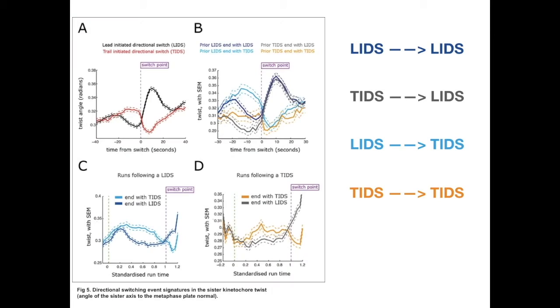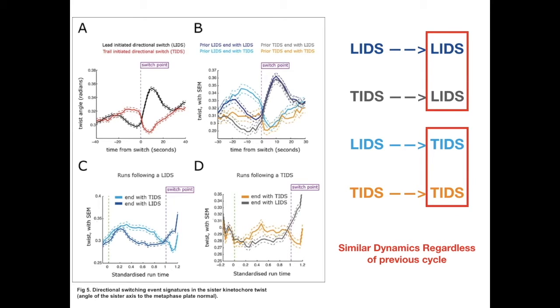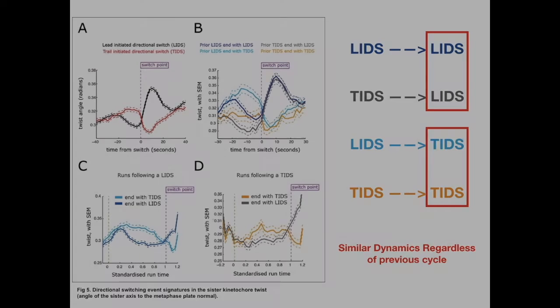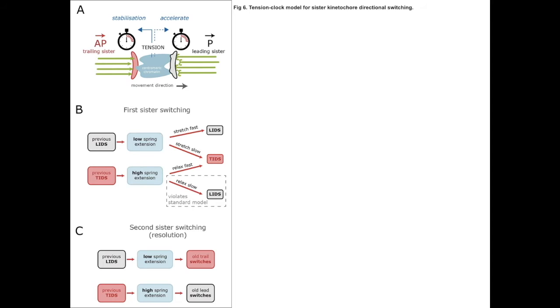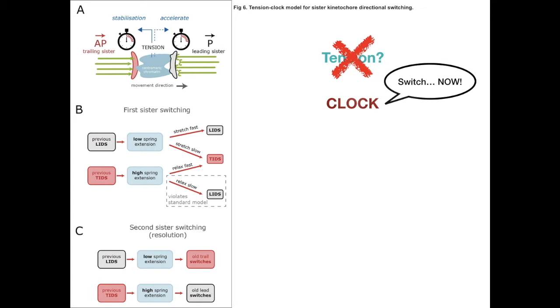Again, we see similar dynamics being maintained by the TIDs after LIDs or TIDs, and by the LIDs after LIDs or TIDs. The way these dynamics are conserved also plays into their mechanical clock hypothesis. So, figure 6 finally lays out their proposition for a new model of kinetochore oscillation switching. They basically say that, rather than the tension between sisters being the key factor that causes the switch, there is a clock in place that tells the sisters when to switch.